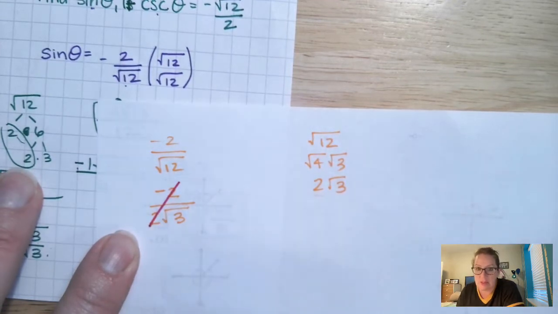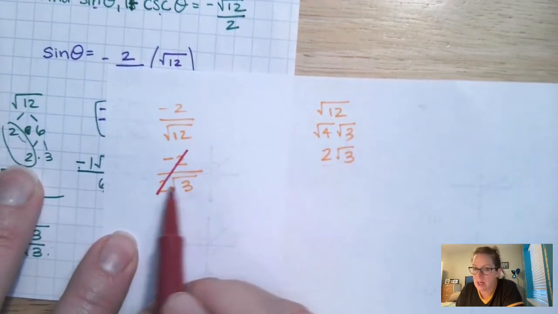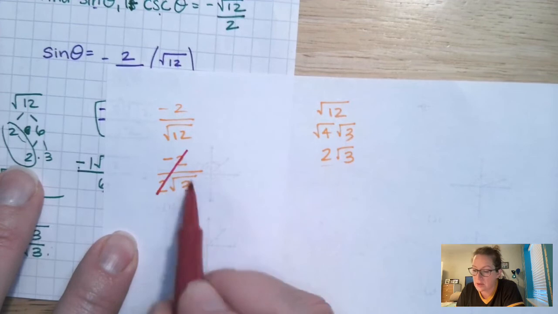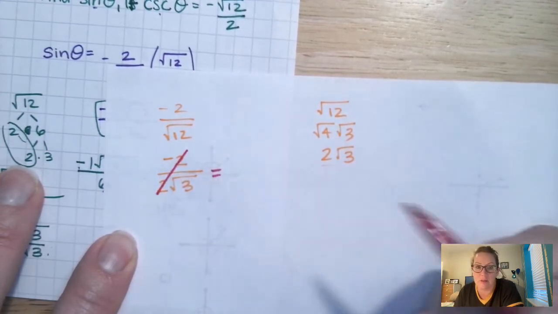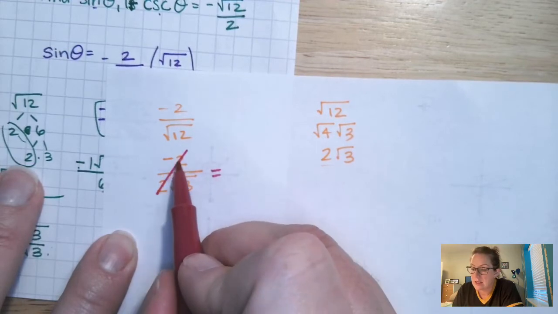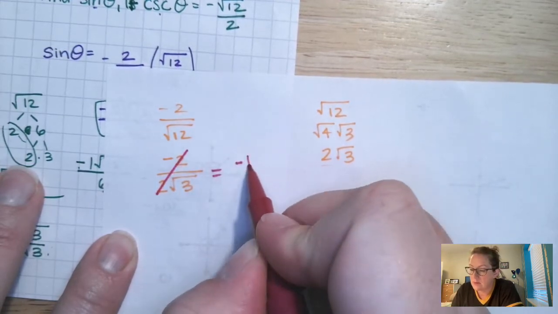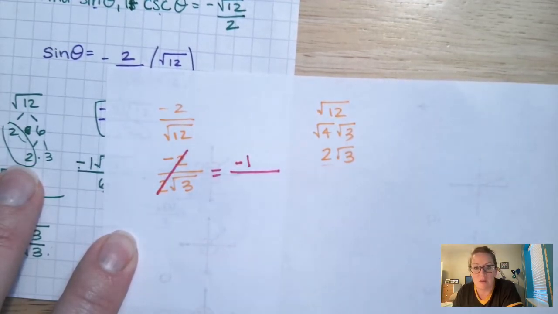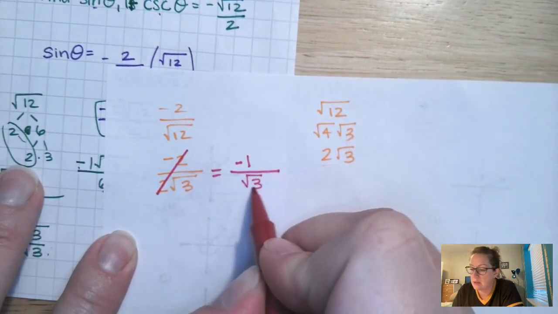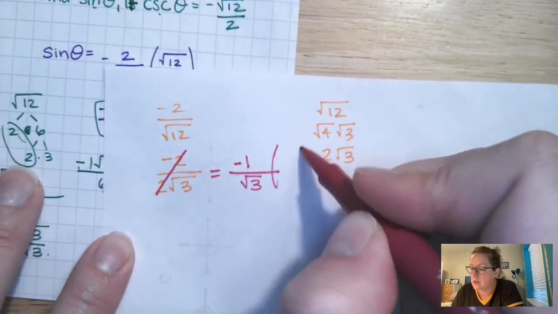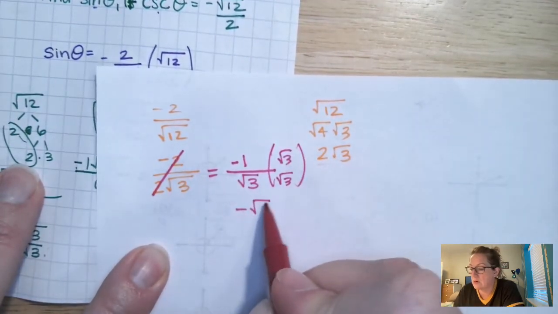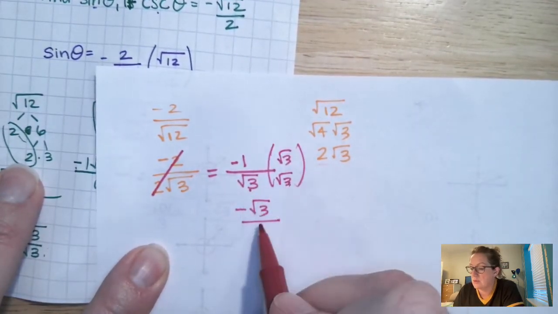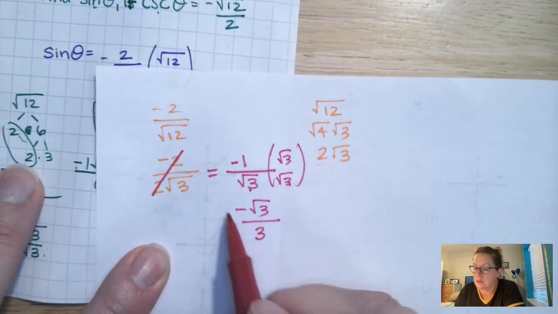2's cancel. I can do that because it's not a binomial. I'm not adding or subtracting these two terms together. It's one term in the denominator, one term in the numerator. Granted, it's a nasty term, but it's one term. So we have negative canceled out. So that's negative. And then when something cancels out, we hold it with a 1. And then radical 3. And then we can multiply top and bottom by square root of 3. So we get negative square root of 3. Root 3 times root 3 is root 9, which reduces down to 3.